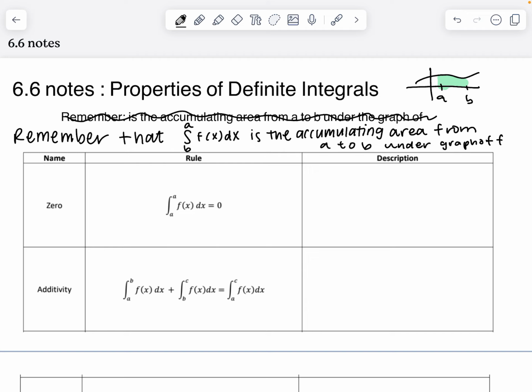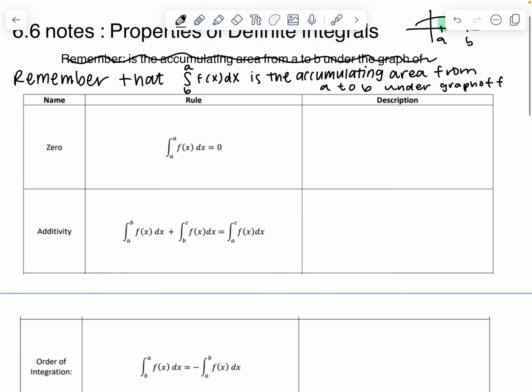But now we're going to talk about some rules that come from this. There are some descriptions here and some examples, but a lot of them just make sense. They're pretty logical. You could have used your own intuition to figure this out. So for example, the zero property rule. Let's say that the bounds on our integral are the same, a and a. If our bounds are the same, that means that the area under the curve is going to equal 0. And that honestly just makes sense.